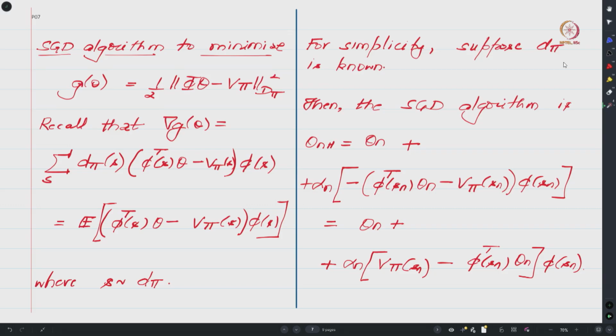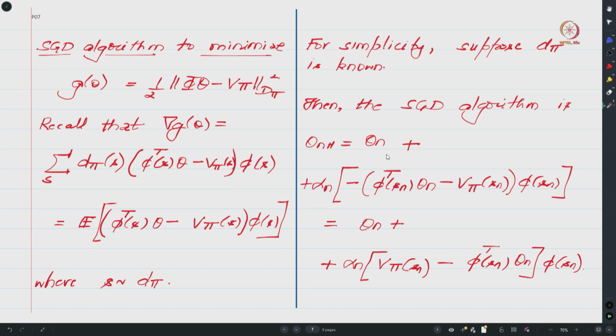Then one can write the SGD algorithm in the following way. Observe that theta n plus 1 is theta n plus some step size times the negative of a sample sitting inside the expectation. Why the negative? Because we want to do gradient descent. Why don't we have an expectation here? Because we want to work with samples. So we take one sample of this quantity, by that I mean you take this Sn, presume that it is sampled from d pi, take this expression, multiply it with a negative sign and use that to update your theta n.